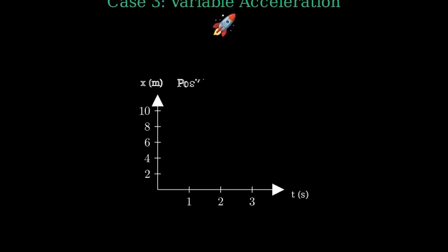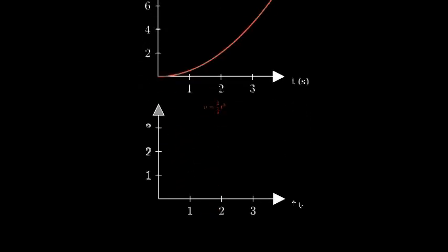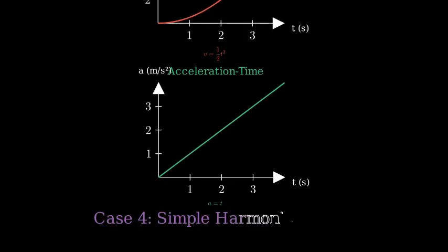In the position-time graph, variable acceleration creates a complex curve that's steeper than a parabola. In the velocity-time graph, variable acceleration appears as a curved line. In this case, a parabola, since acceleration is linearly increasing. And in the acceleration-time graph, we see a line with a positive slope, indicating that acceleration is increasing with time. Finally, let's explore our fourth case, simple harmonic motion.